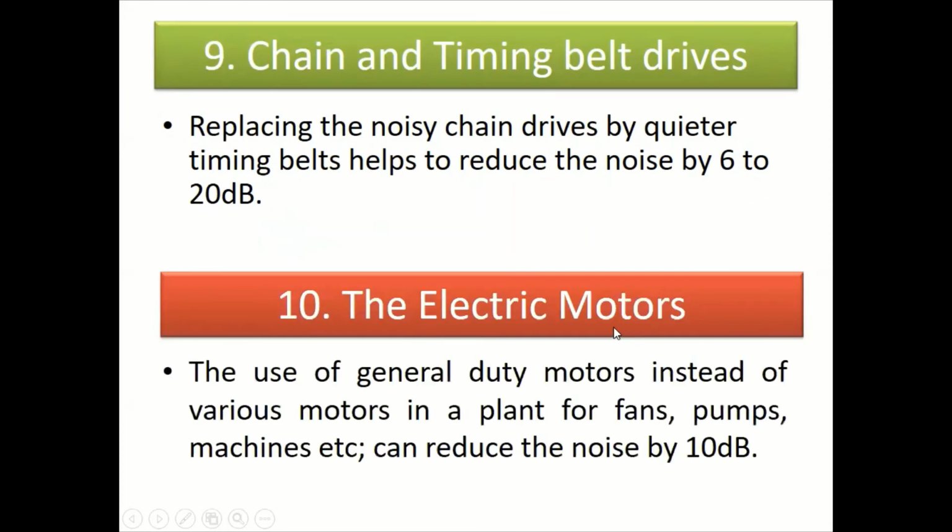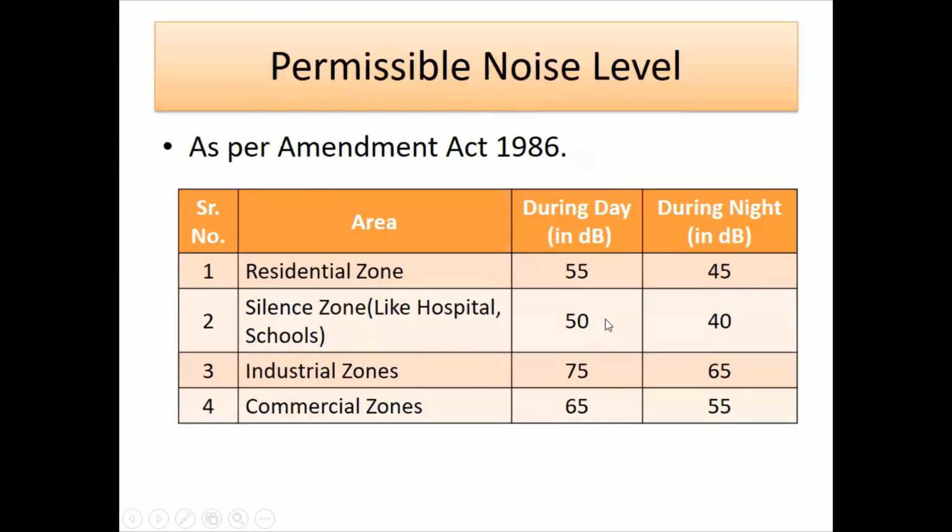Then the electric motors. The use of a general duty motor instead of the various motors in a plant for fan, pump, machine, etc. can reduce the noise by 10 dB.